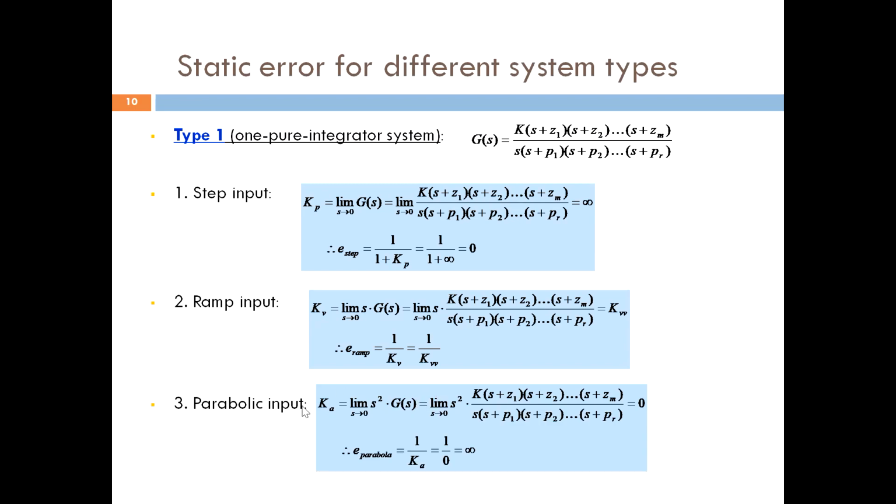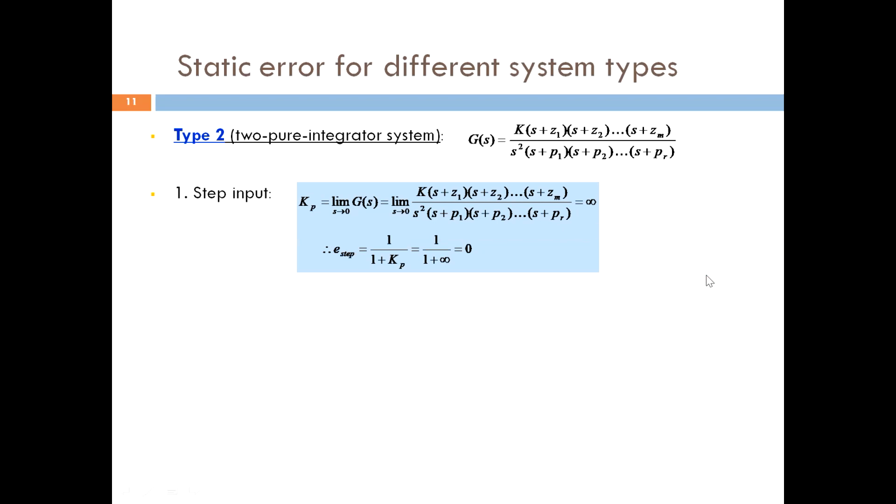Then we look at a parabolic input. In this case, the acceleration error constant evaluates to 0, and therefore the steady state error for a parabolic input to a type 1 system is going to be infinite.